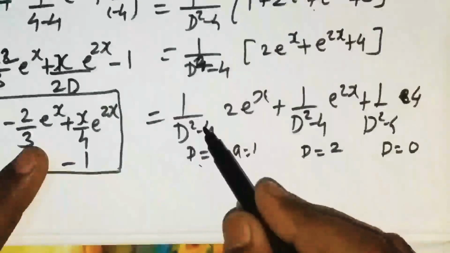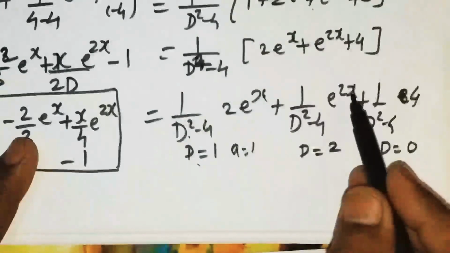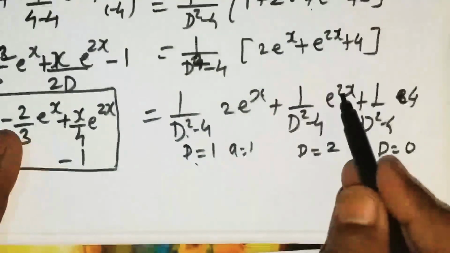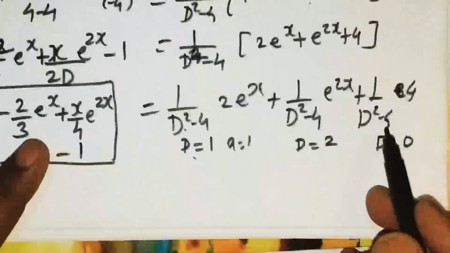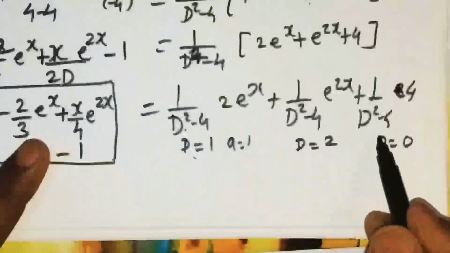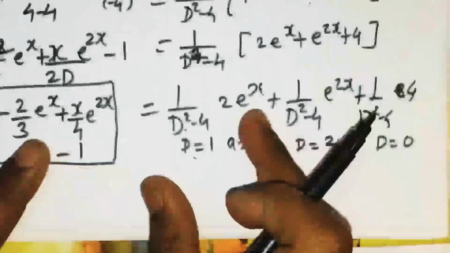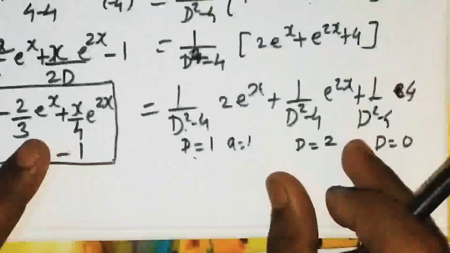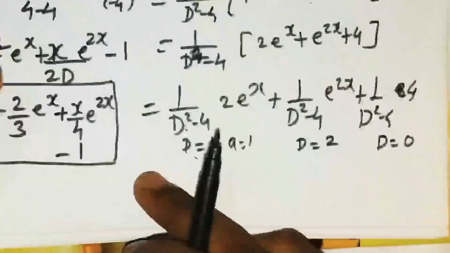So in the denominator of this first term, and in the second term's denominator we are going to replace D by 2 because the value of a is 2. And in the third term this is a constant function, right? And for a constant function we have the substitution D equal to 0. So we are going to put these substitutions simultaneously in all three terms separately. For the first term the substitution is D equal to 1, for the second term D equal to 2, and for the third term D equal to 0 in the denominator.